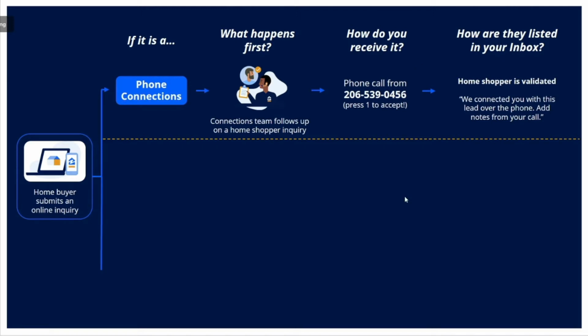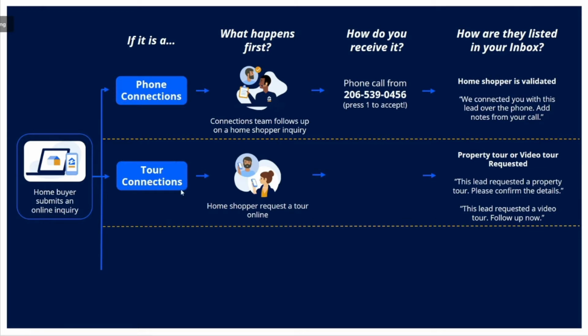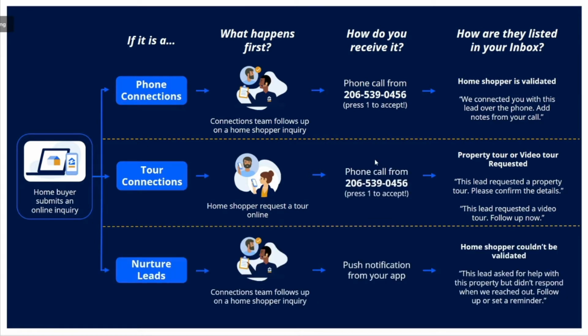The second type of connection is called a tour connection. So this means the customer went on to Zillow and not only did they see a home they like and they filled out the form to contact an agent, but they specifically said they want to view the property, either in person or over a video tour. So if that's the case, then the phone number you see on your caller ID is the same Zillow Connections number, but instead in the Premier Agent app and in Boomtown, it'll say this is a property tour or a video tour.